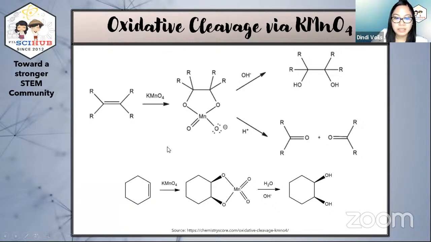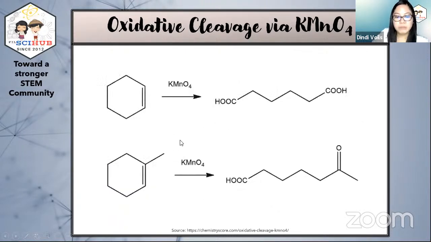So I think this is my last slide. Just more examples of oxidative cleavage via potassium permanganate. As you can see here, potassium permanganate can open up the ring, forming dicarboxylic acid. And then if you have a substituent on the ring, you form a carboxylic acid functional group and a ketone group.